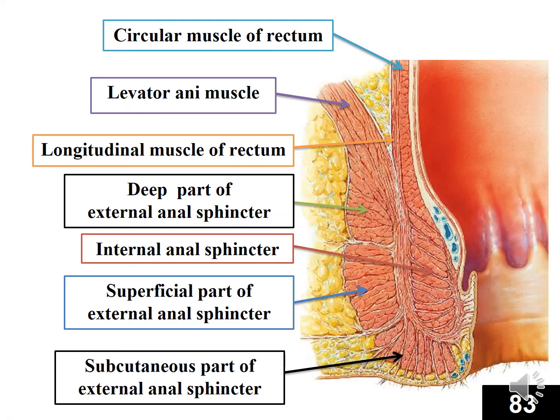You can see the subcutaneous part inferiorly of the external anal sphincter, then above it the superficial part, and above it the deep part, also marked in green. Also you can see with the purple, above it, the levator ani muscle.